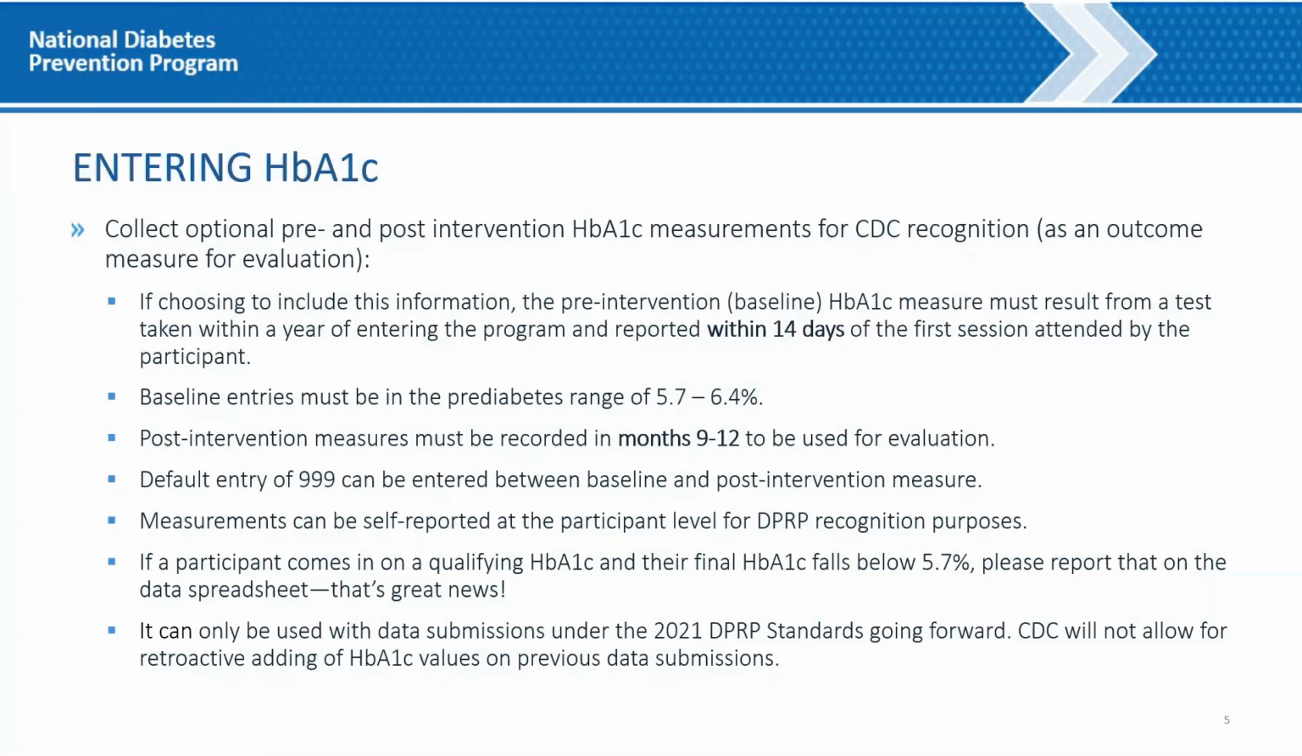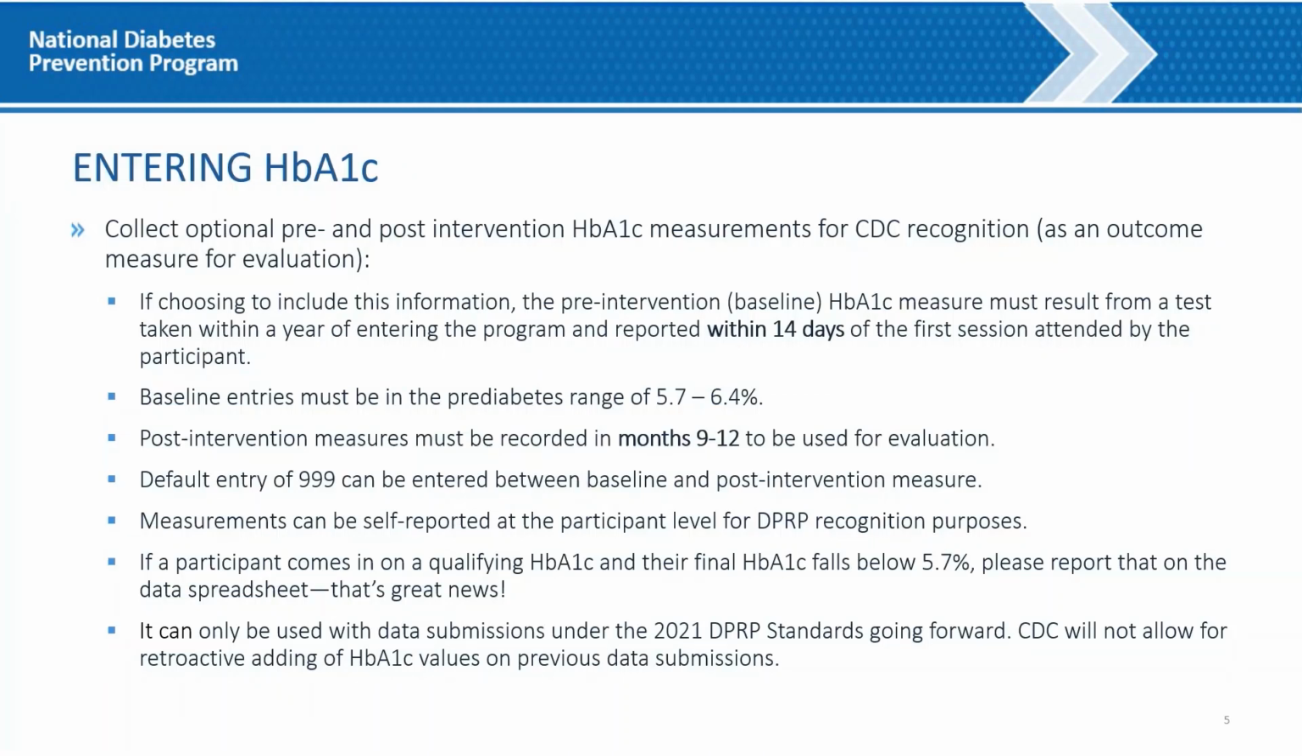Entering HbA1c. A1c is a new optional variable under the 2021 DPRP standards. In order to use HbA1c reduction as a way to show reduction of risk for developing type 2 diabetes, there must be a pre-intervention measure and a post-intervention measure. CDC requires that the pre-intervention measure be no older than 1 year prior to the start date of the program and no later than 14 days after the start of the program. If a participant has a test done during that time period but does not get the result until after the time period, it can still be recorded as being associated with the first session.